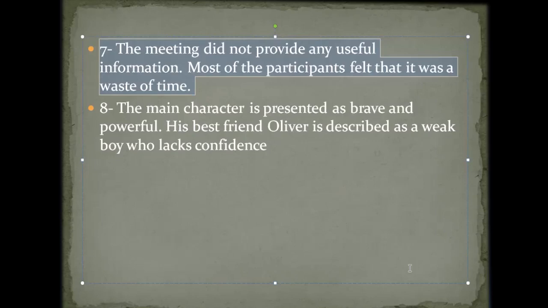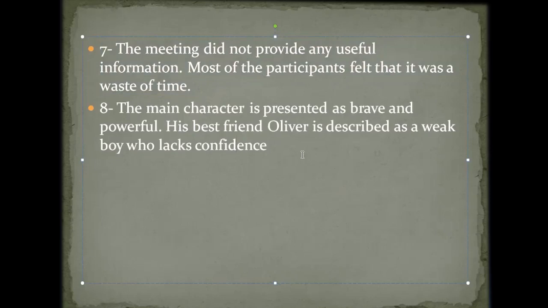Okay, now it's time for me to show you the answers. It seems that the connection between these 2 sentences here is a connection between cause and effect. The meeting didn't provide any useful information. This is the cause. Because of this, most of the participants felt it was a waste of time. So we need to use any of the words which are related to cause and effect, such as as a result, consequently, therefore, and so on.